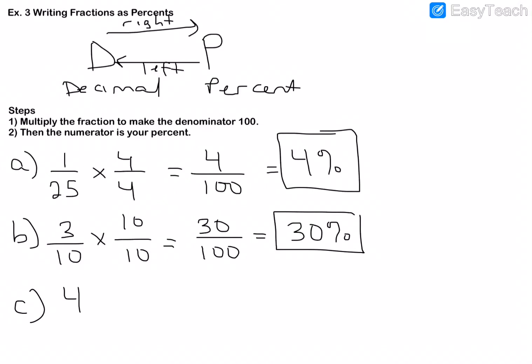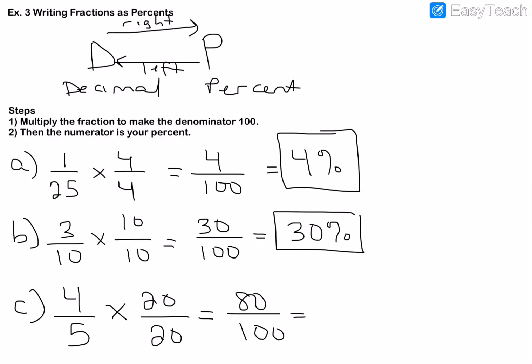How about 4/5? I have to think to myself, what can I multiply 5 by to get 100? That would be 20, which means I need to multiply 4 times 20. And 4 times 20 is 80. And 5 times 20 is 100. So that is 80%.